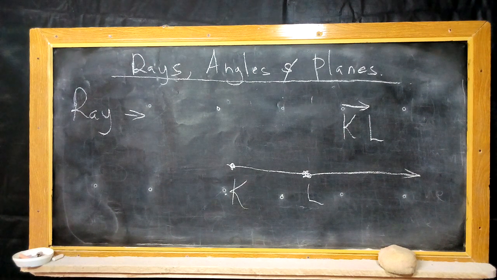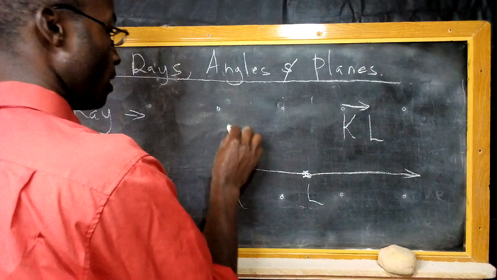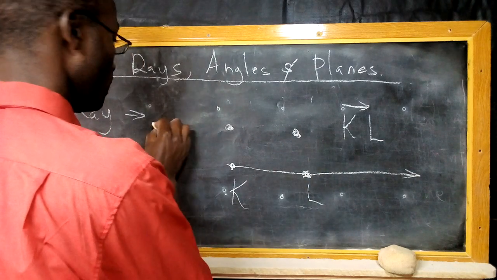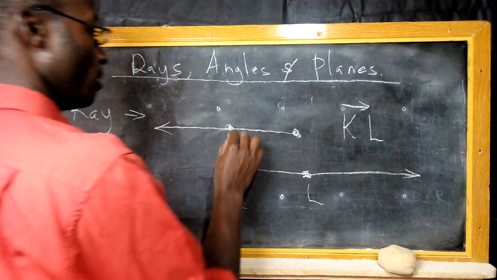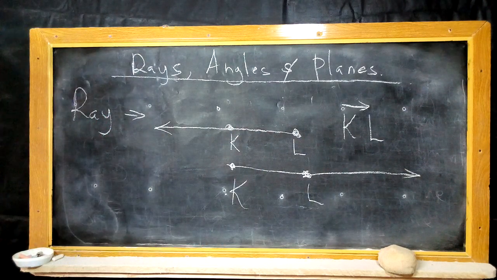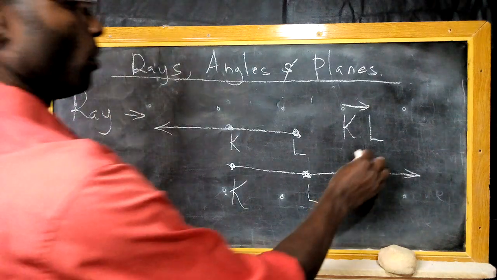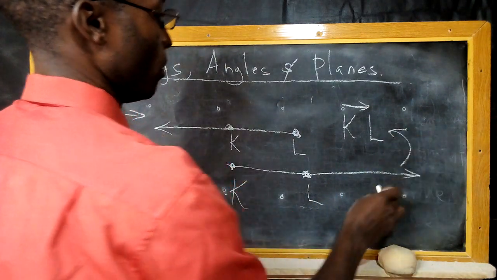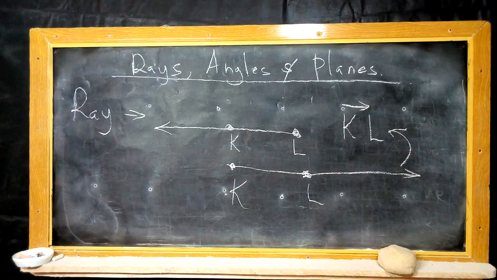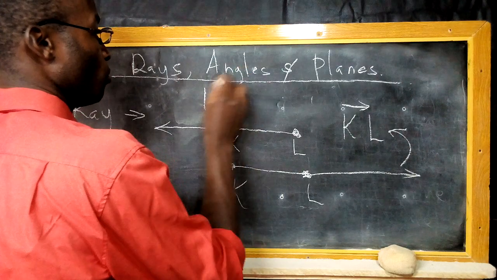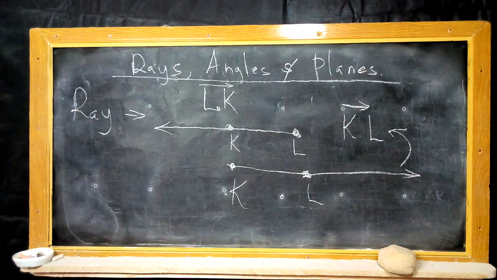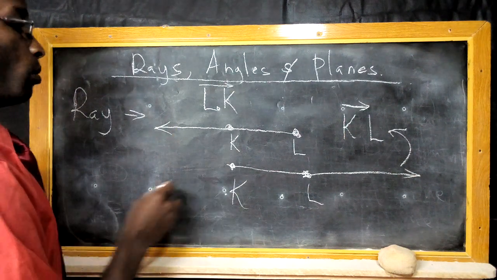So when we are presenting a ray like that, of course we are going to see that it's very specific on direction. And let's say there's another ray that has been indicated in the opposite direction, but it still contains the points K and L. Then this is the denotation for the first one, and for the second one that we have drawn, it's going to be denoted as LK. So if you look at the difference between the two, the arrow points to the direction of travel.